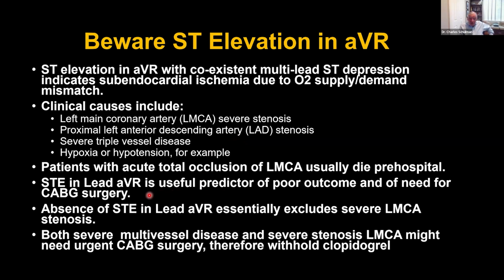need for CABG surgery. And therefore, as these people enter the hospital, you should withhold clopidogrel in case the patient needs bypass surgery for severely stenosed left main coronary artery. On the other hand, the absence of ST elevation in lead aVR essentially excludes severe left main coronary artery stenosis.